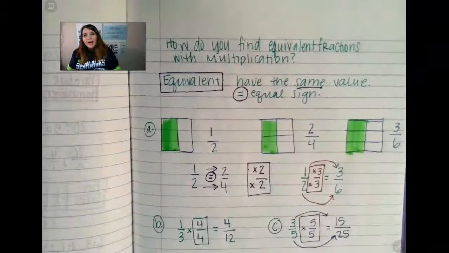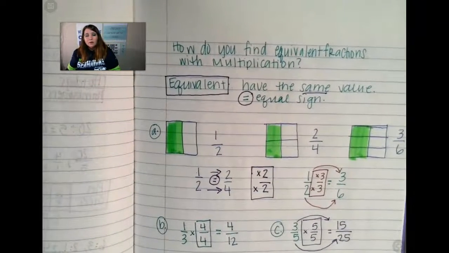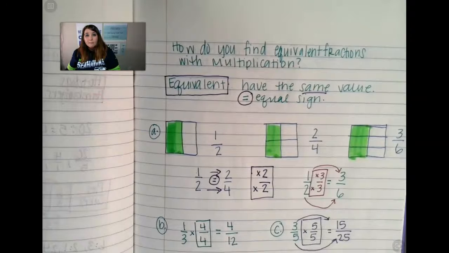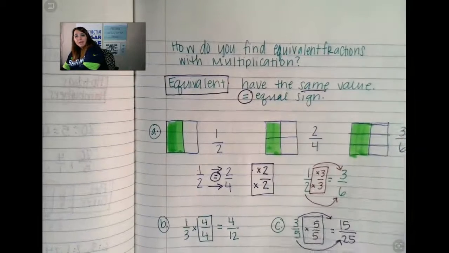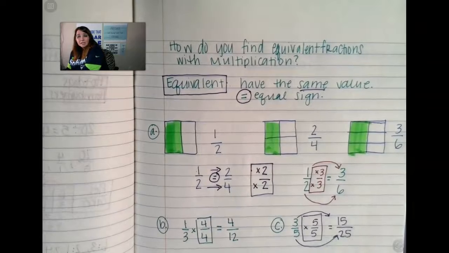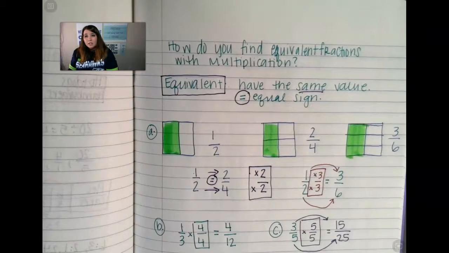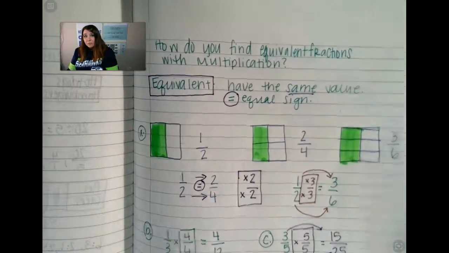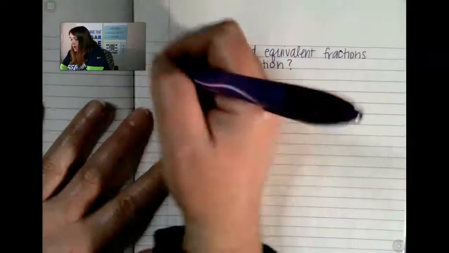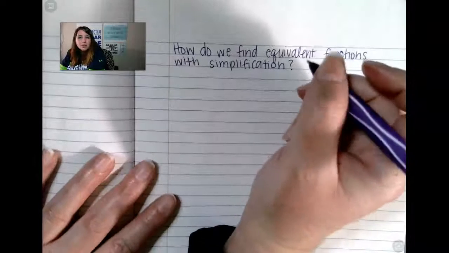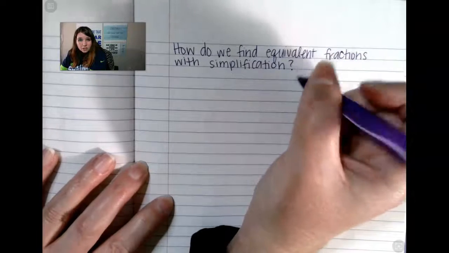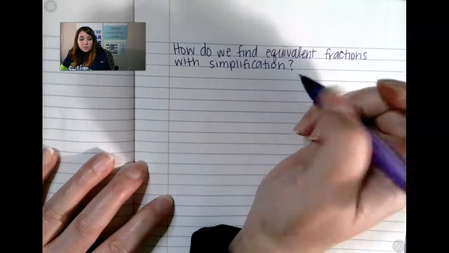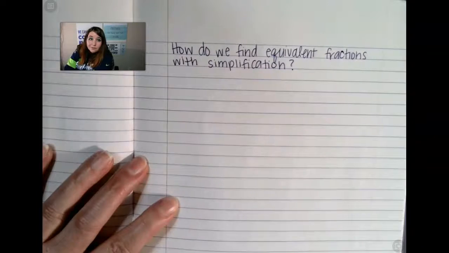Sixth graders. In our last lesson, we were looking at how we find equivalent fractions with multiplication. Today, we are going to be finding equivalent ratios or fractions with simplification. We're going to be looking at simplifying. Simplification is just reducing fractions. When we reduce fractions, we're actually using division.